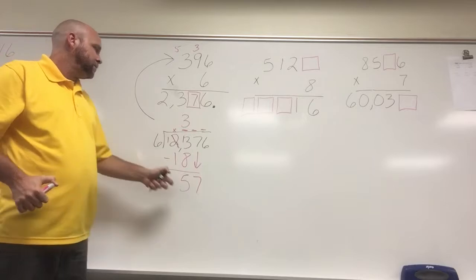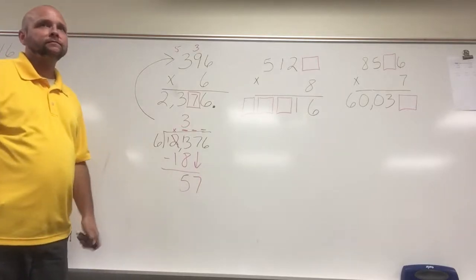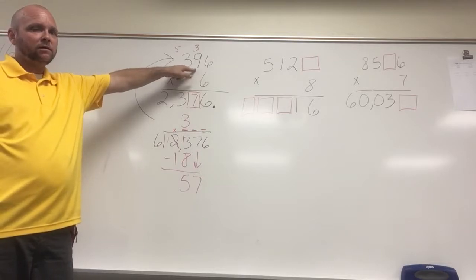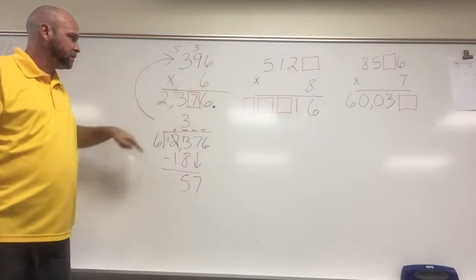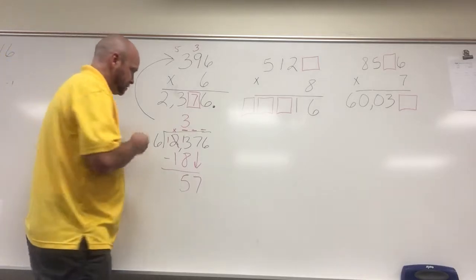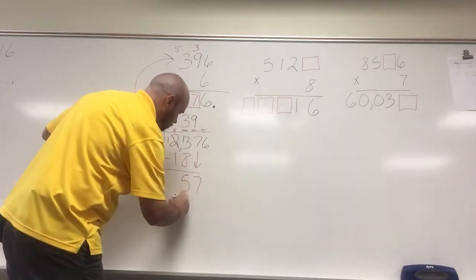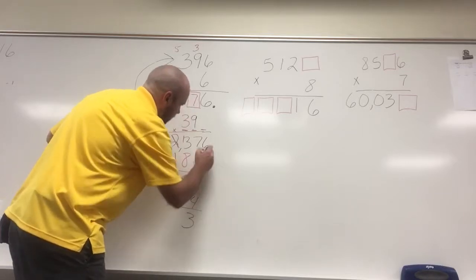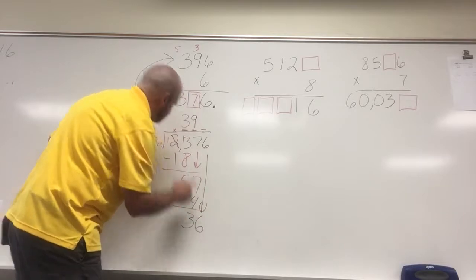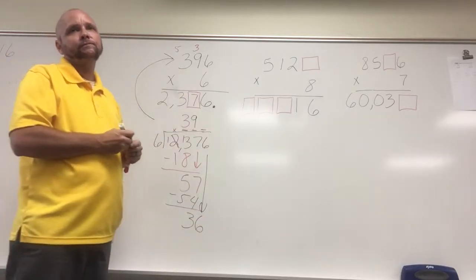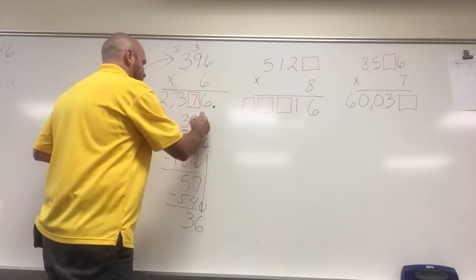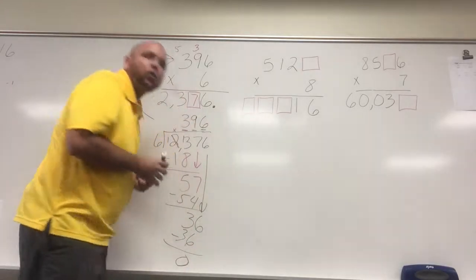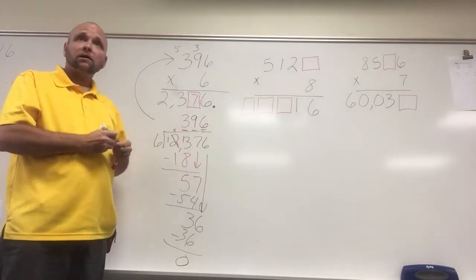All right, so now how many times is 6 going into 57? Now if we've done it right, it should go in that many times. So what's 9 times 6? 54. And 57 subtract 54 is 3. We bring down our 6. And how many times is 6 going into 36? 6 times. 6 times 6 is 36. Subtract, we get 0. So did that work? Yes.